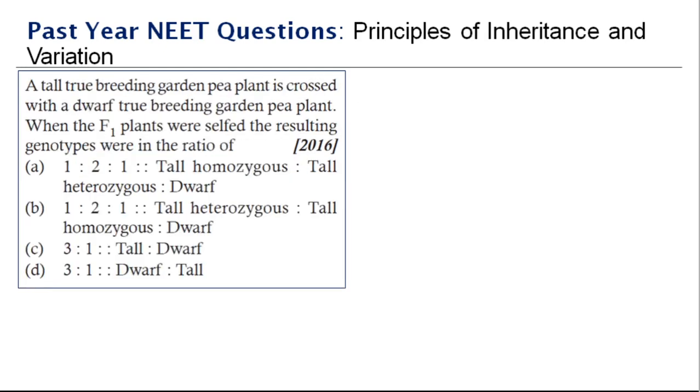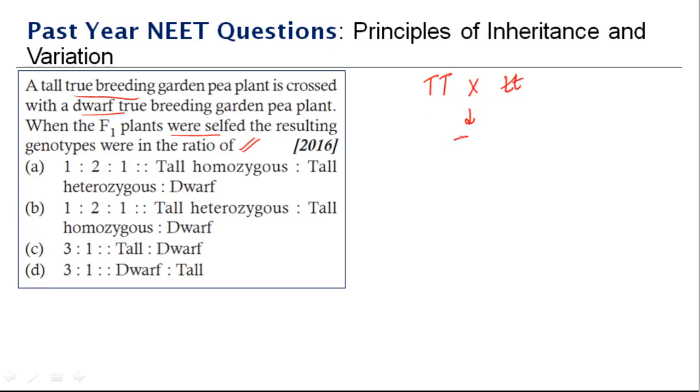So the next question is, a tall, true breeding garden pea plant is crossed with a dwarf, true breeding garden pea plant. When the F1 plants were selfed, the resulting genotypes were in the ratio of. Now, if you have done enough practice, you already know this by heart. But if not, we will again write. A tall, true breeding garden plant is crossed with a true dwarf.